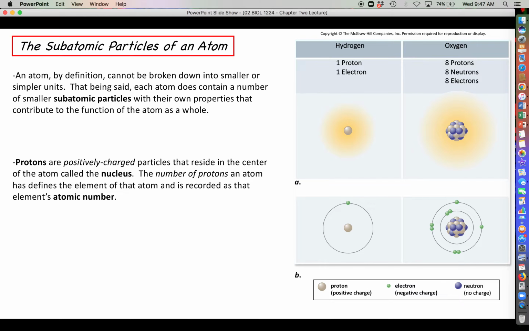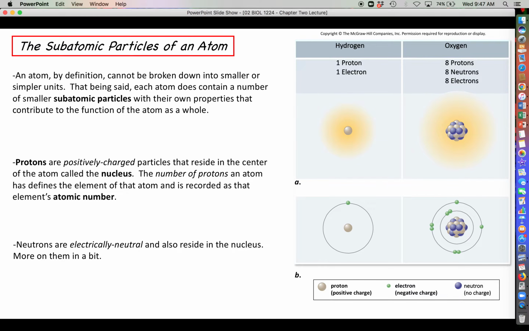So the number of protons an atom has is all you need to be able to tell what kind of element you are dealing with. The number of protons the atom has not only defines the element, but gets recorded as that element's atomic number. So the atomic number for an atom is all you need to know regarding what element that atom belongs to.